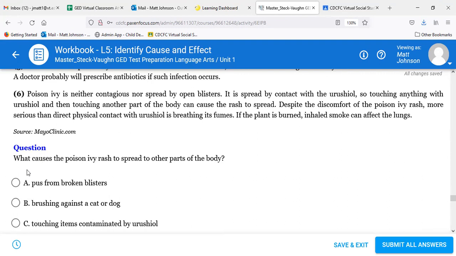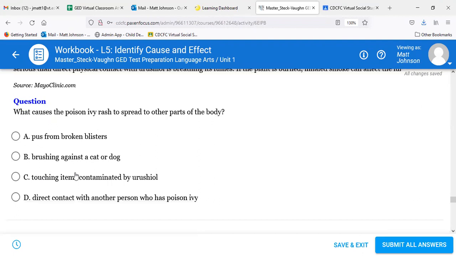Okay. So what causes the poison ivy rash to spread to other parts of the body? Was it A, pus from broken blisters, B, brushing against a cat or dog, C, touching items contaminated by urushiol, or D, direct contact with another person who has poison ivy? C, maybe? C. Yeah, you have to come in contact with that oil.